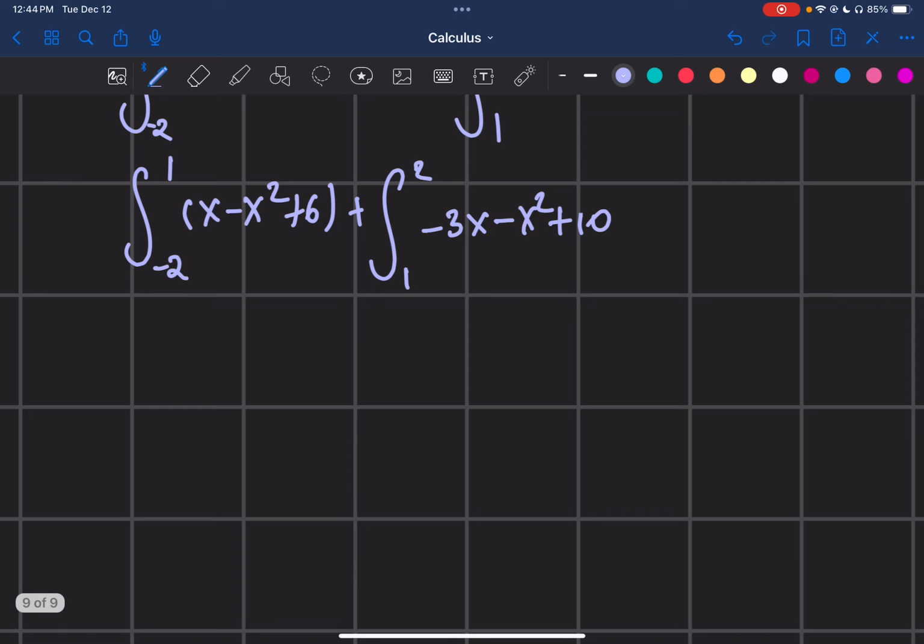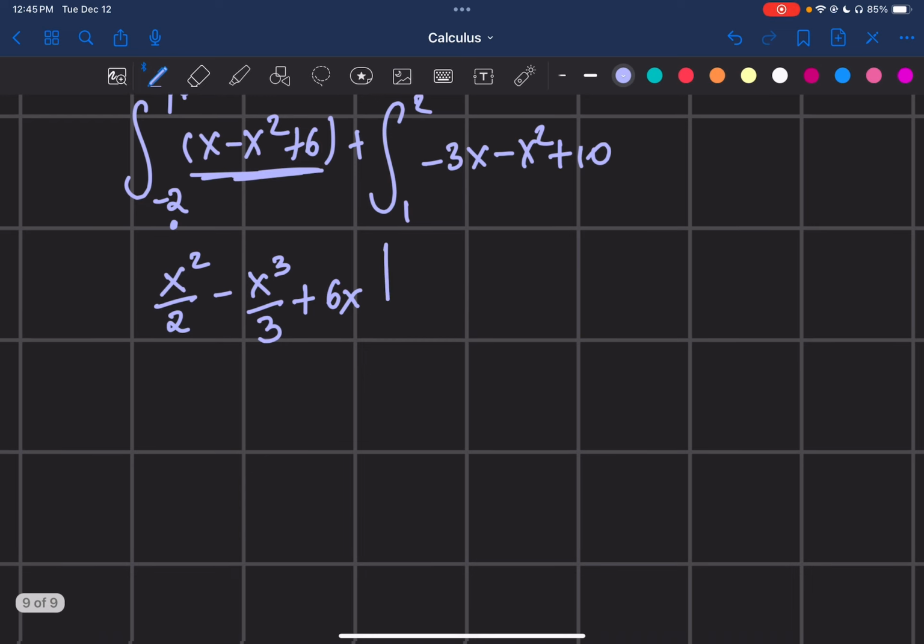So I can come down here and find the antiderivative of this one, knowing that the bound is going to be from -2 to 1. So the antiderivative of x is x squared over 2. The antiderivative of x squared is x cubed divided by 3. And then the antiderivative of the constant is 6x. And our bound is from -2 to 1.